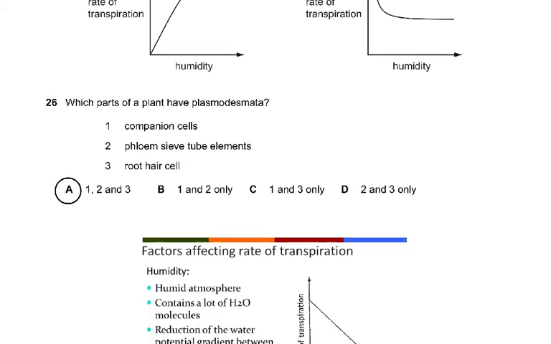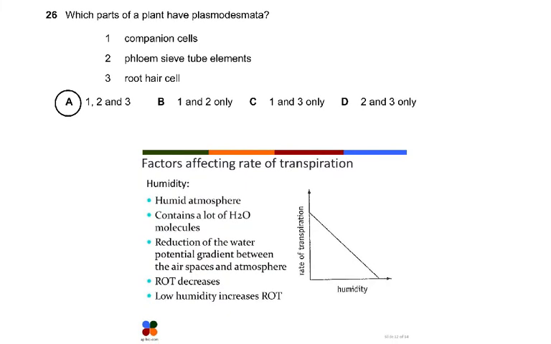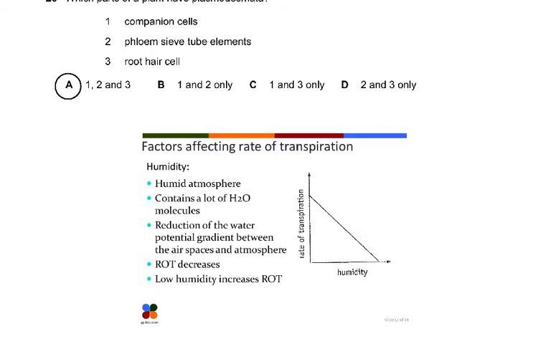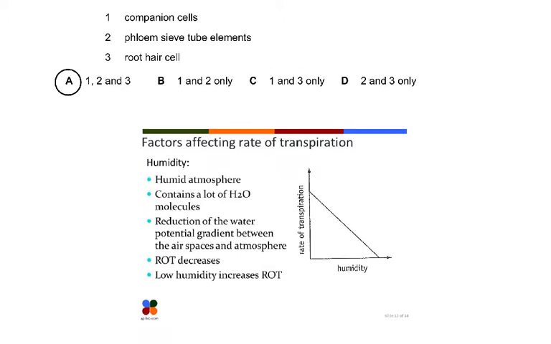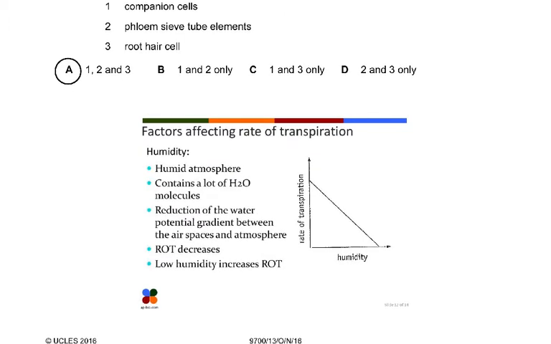Then it says which part of a plant has plasmodesmata, companion cells, phloem sieve, root hair cell? And the answer to that was A, 1, 2 and 3. So companion cells, phloem sieve tube elements. And of course, coming to the above question, we've talked about humidity and transpiration. So you can see how this graph is also explaining that part of the question which we've just done. A humid atmosphere means a reduction of the water potential gradient between the airspace and the outside. The rate of transpiration decreases, and low humidity increases the rate of transpiration.